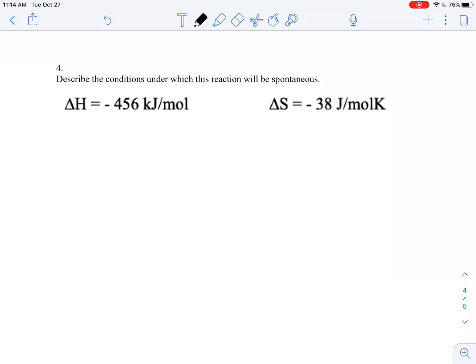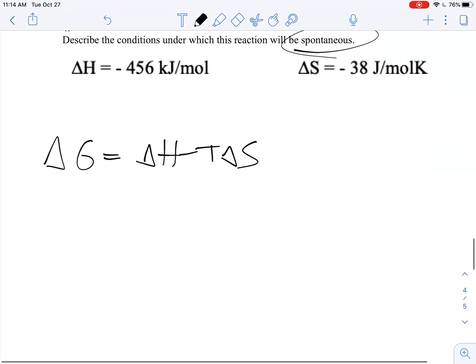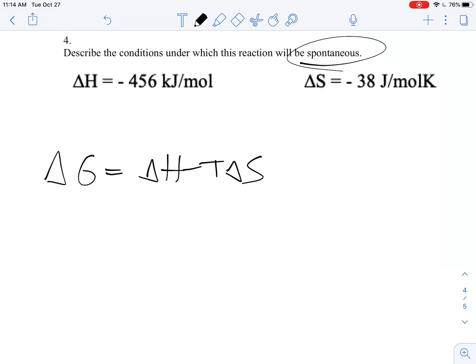All right, number four. Number four is going to go back to this equation here, that delta G is equal to delta H minus T delta S. That's there. Now, it wants to know whether or not the reaction will be spontaneous. Well, if it's going to be spontaneous, then that means the delta G has to be negative. So this goes to what we talked about in the lecture. What kind of conditions for this guy and this guy are going to lead to this guy being negative?